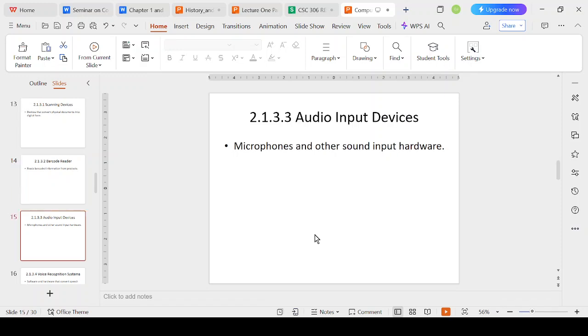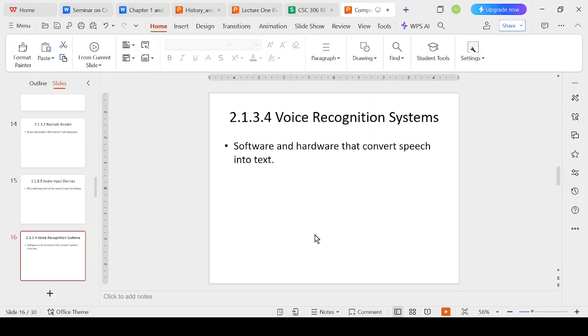Audio input devices, an example is a microphone. The microphone that I'm using to deliver this lecture is an audio input device, and there is other sound input hardware. Voice recognition system is software and hardware that can convert speech into text. You have it in your phone, your Google speech conversion. When you speak, your spoken words will be translated into a transcript. A text transcript is a form of input.